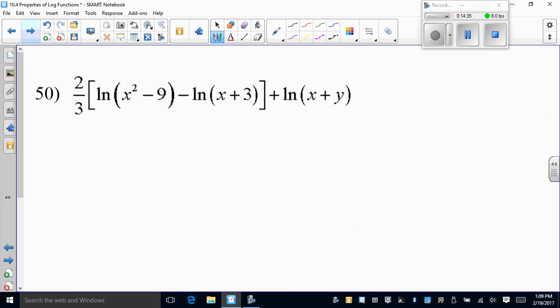Okay, there's one of those big group ones that I was referring to. This one here, I'm going to take care of everything inside the parentheses, and then I'm going to bring the 2/3 in. So this is a subtraction, so it's division. So it's 2/3 natural log of (x squared minus 9) over (x plus 3) plus the natural log of (x plus y). This can be reduced. If you notice something can be reduced, you need to, because I'm going to just write it as side work.